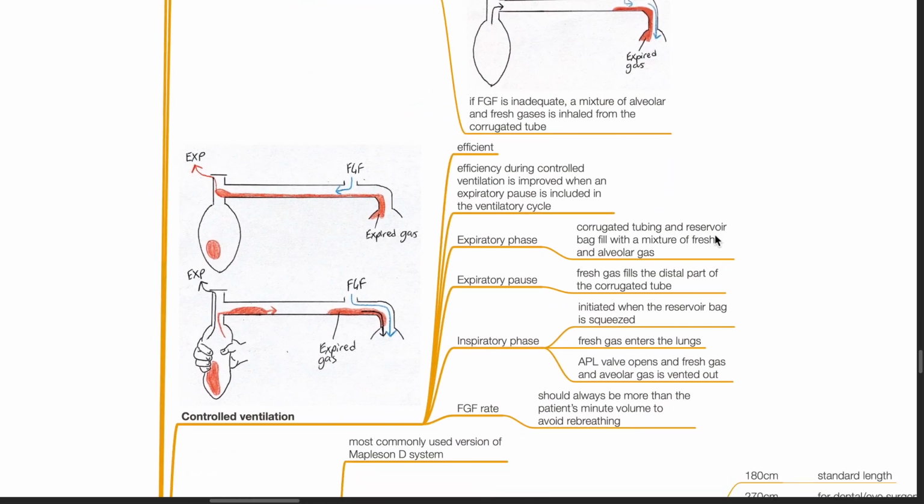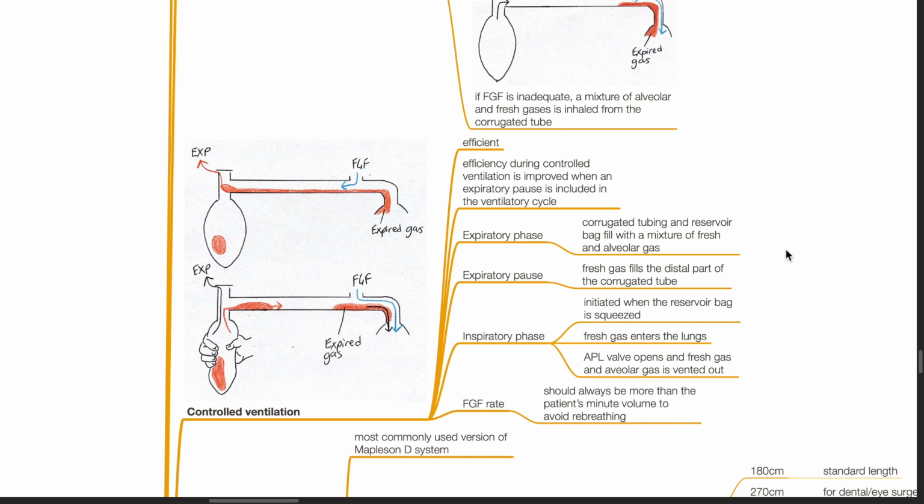Controlled ventilation. The Mapleson D system is efficient during controlled ventilation. Efficiency during controlled ventilation is improved when an expiratory pause is included in the ventilatory cycle. During the expiratory phase, corrugated tubing and reservoir bag fill with a mixture of fresh and alveolar gas. During the expiratory pause, fresh gas fills the distal part of the corrugated tube. The inspiratory phase is initiated when the reservoir bag is squeezed. Fresh gas enters the lungs, the APL valve opens and fresh gas and alveolar gas is vented out. The fresh gas flow rate should always be more than the patient's minute volume to avoid rebreathing.